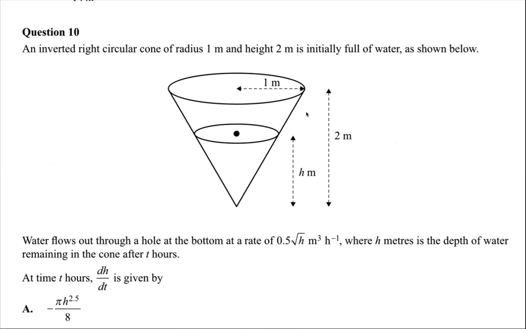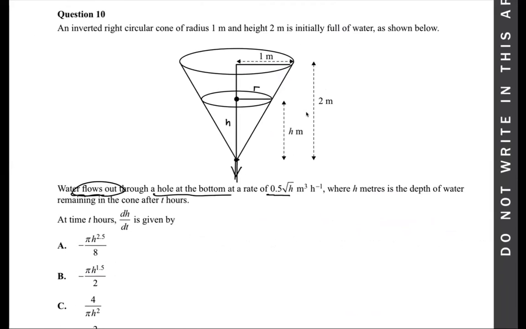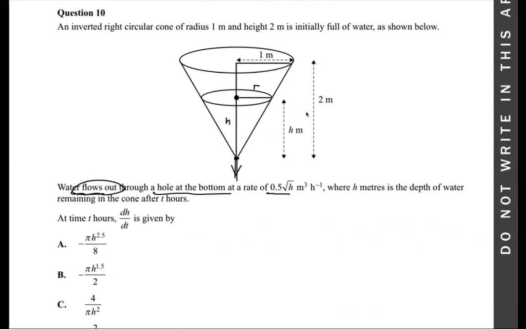All right. An inverted right circular cone of radius 1 meter and height 2 meters is initially full of water, as shown below. Well, typical related rate problem, we can use similar triangles. Just remember, at any time t, the radius and height will change if the water is leaking out from the bottom of this cone. Water flows out through the hole at the bottom at a rate of 0.5 root h meter cube per hour, where h is the depth of water remaining in the cone after t hours.